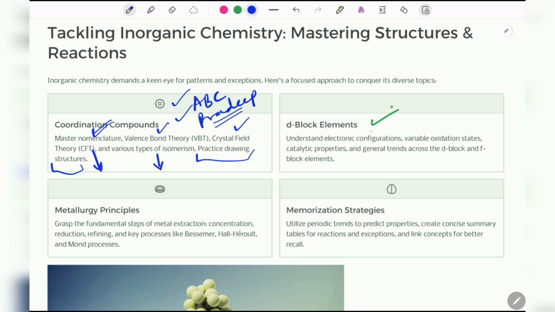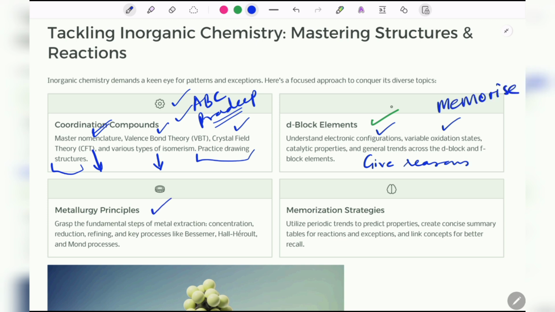D block elements: understand the electronic configurations and variable oxidation states. Lots of give reason questions are asked here, and you can see the previous year's questions. So here you will come to know how D block elements have to be studied. Here mostly we have to memorize.